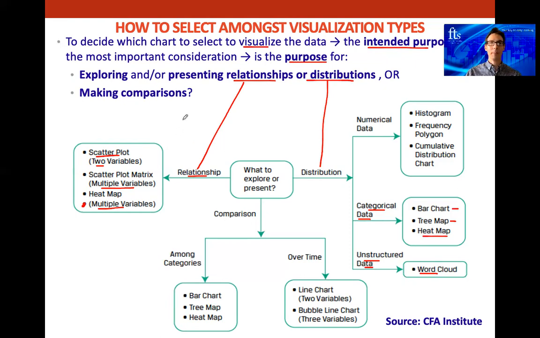And then the last one: what happens if our purpose is to make comparisons? We need to look at whether we are making comparisons amongst our categories. For example, are we comparing how many IT stocks we have to financial stocks and the other sectors? There we remember we did the bar chart, the tree map, and the heat map. But if we want to do comparisons over time, this is where we do the line chart if we have two variables, and we can also have the bubble line chart where we have those three variables that we've just looked at.